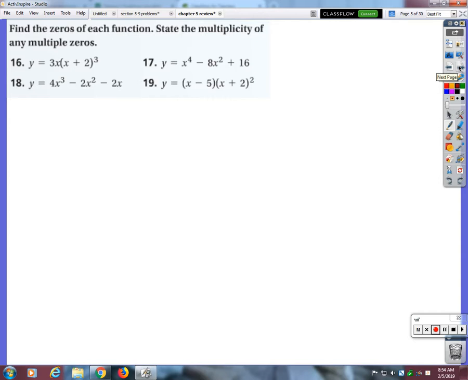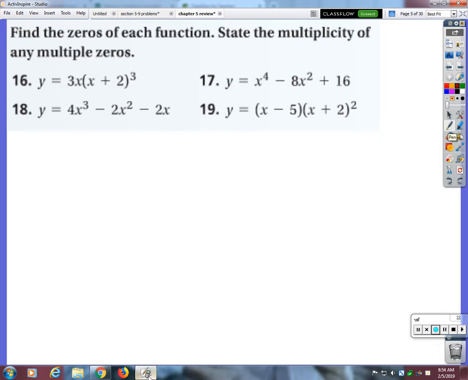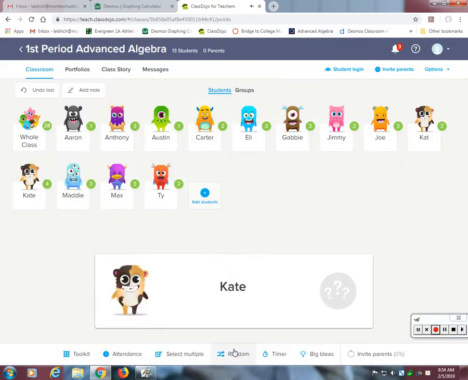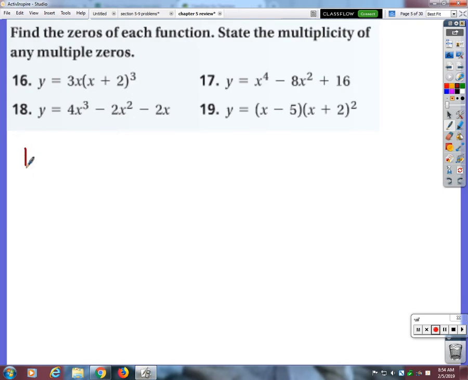All right, so now we're going the other way. Sometimes it's factored, sometimes it's not. And so we need to figure out what the zeros are. For the first one, it's already factored, Aaron. What makes this equal 0? 3, yeah, 0. And what makes this equal to 0? There you go. And since it is to the third power, there's 3 of them, so we would write multiplicity 3. Okay?